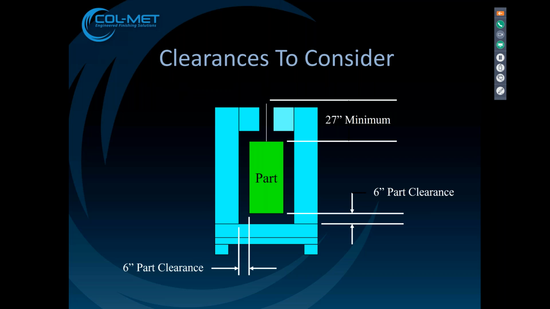What's very important, as we spoke about earlier, is the stem length of the hanger. We need 27 inches minimum from the bottom of the conveyor to the top of the part as it's propelled through the processes. That's very important. So when we're designing our system, this is how we design the profile openings to these standards.